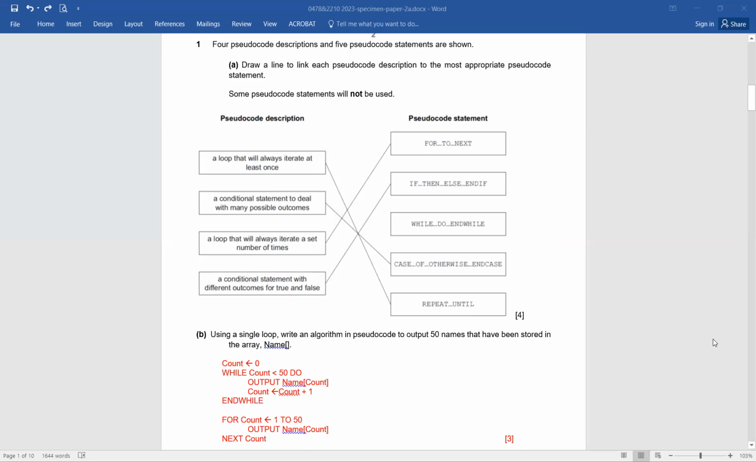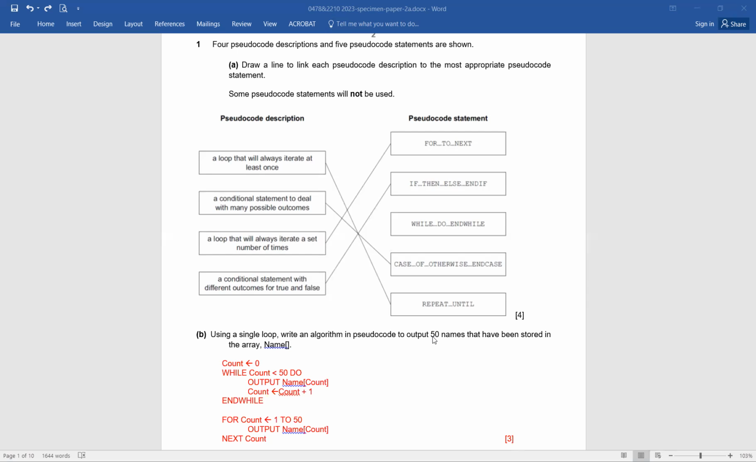Second part, or B part, is: using a single loop, write an algorithm in pseudocode to output 50 names that have been stored in the array name. I can see it's simply you need to output the array. The name of the array is name, and you can see for yourself that it is done in 2 ways. First is the use of while, and remember, whenever you have to use an array, you have to use any of the loop structures, which are repeat until, while do, or for to next.